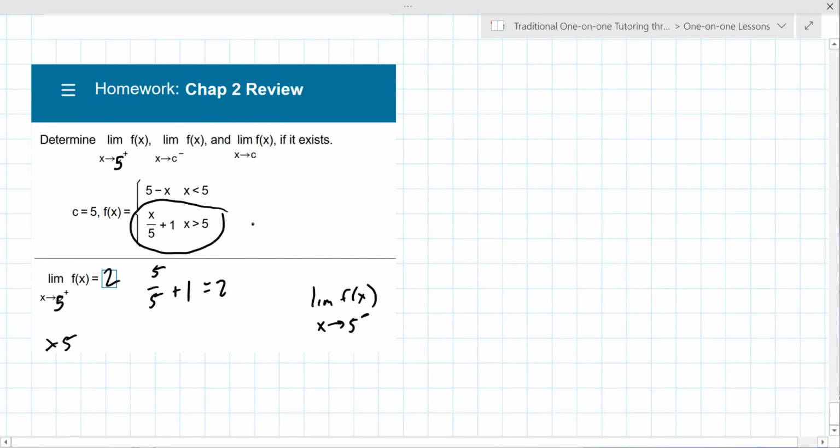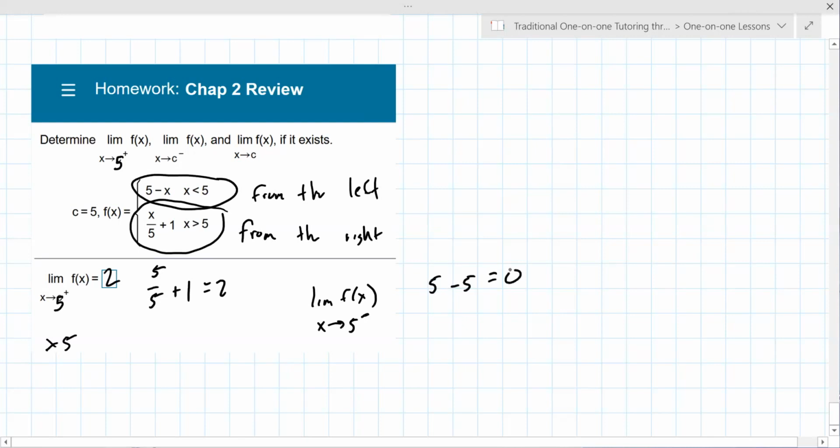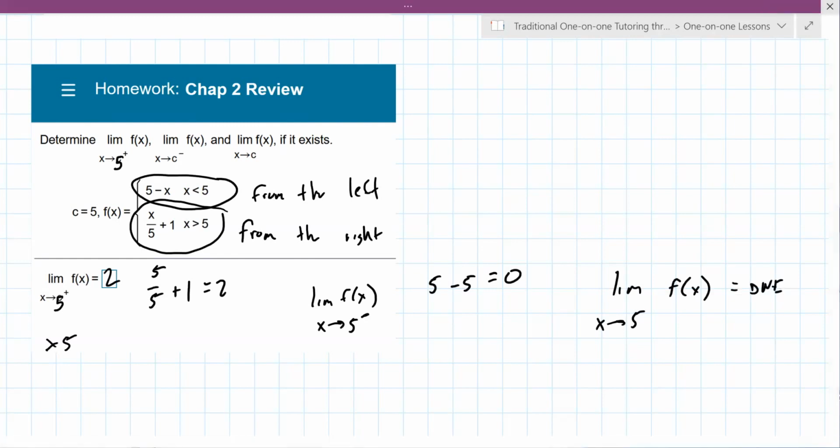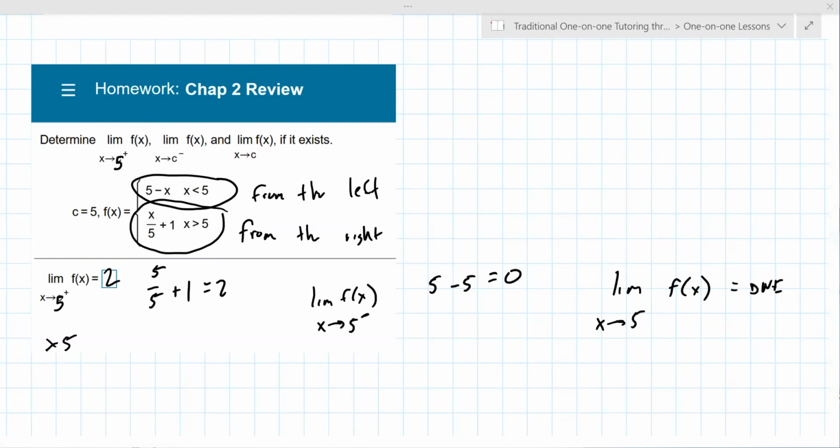Now from the left, so let me write this. This is from the right, and this one is from the left. So this is 5 minus 5, which is 0. And they're different. So does the limit as x approaches 5 of f of x exist? No. It does not exist. So it exists from the right and from the left, but it doesn't exist together essentially.